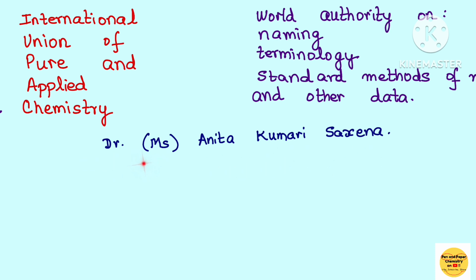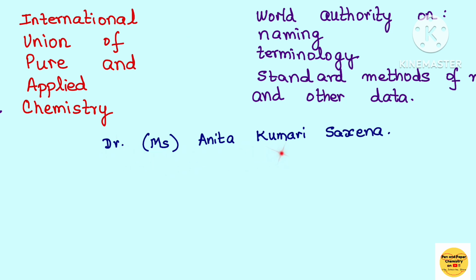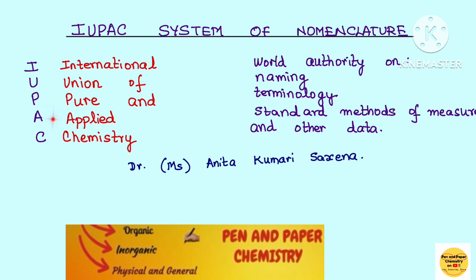Now, what if I told you the trick to identify each of the 20 million organic compounds in such an easy way? If you could name any organic compound given to you, or which you might discover later on, in a specific pattern, following the rules laid down by the IUPAC system of nomenclature.